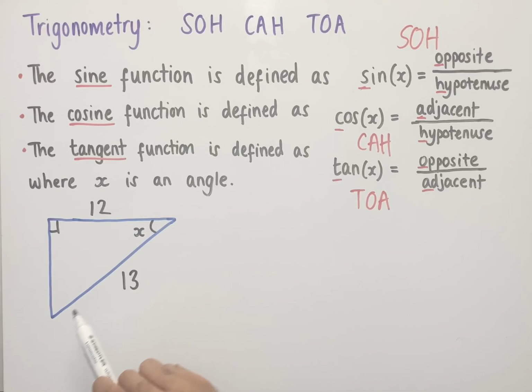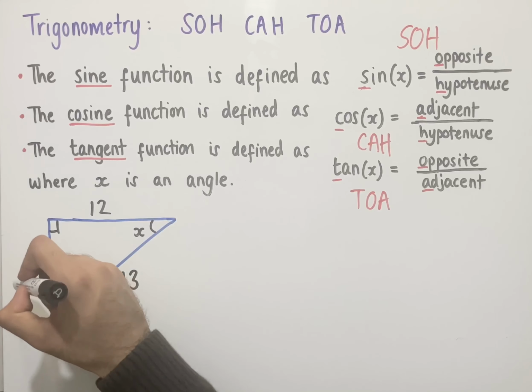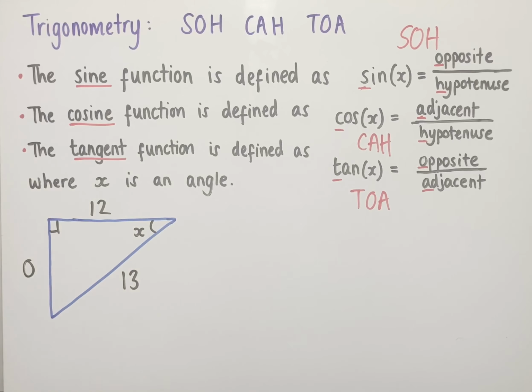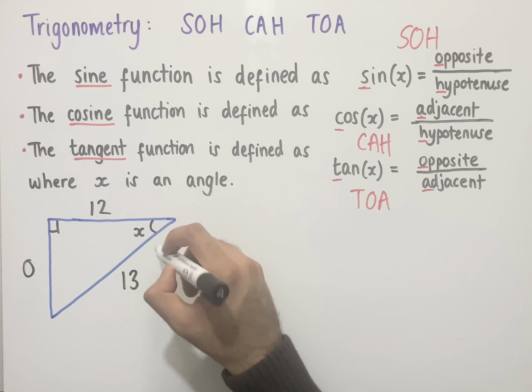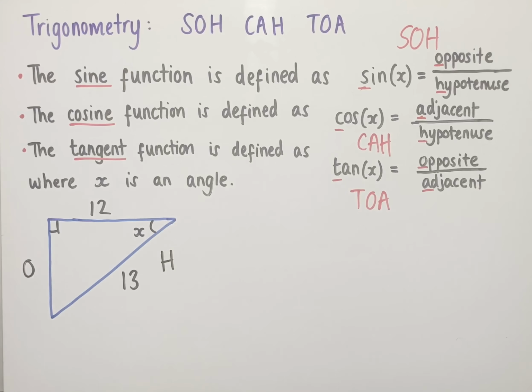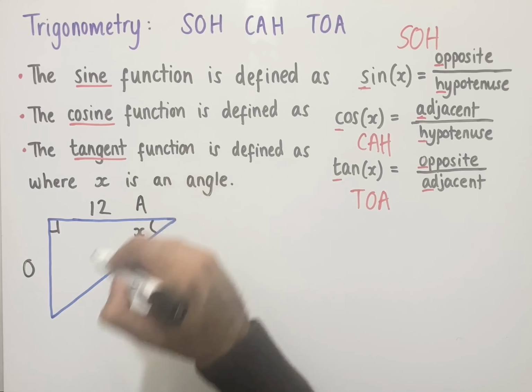If we look at this triangle, we've got a right angled triangle and we've got two side lengths and a missing angle that we're trying to work out. So the first step is again to label each of the sides in relation to the missing angle. The opposite side is this side here, we label it as O. The hypotenuse is the side opposite the right angle, which is 13 here, so we can label that as H. And then the adjacent is the side that's left over, so in this case the 12.